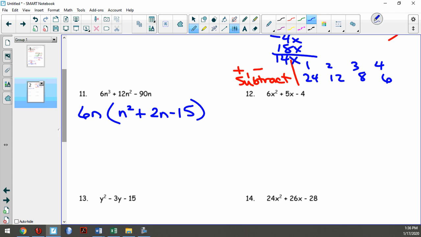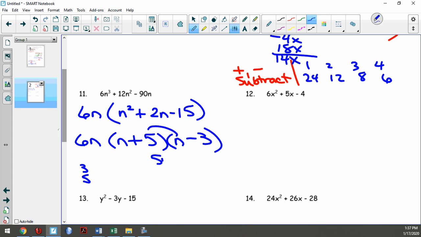So now what? Drop down the 6N. How do I break down N squared? And an N, I need a negative 15, so what are my signs? Opposite, and I can't put those in because I only have ones on my variables. Factors of 15? So which ones do you think we would use to get 2 when I subtract? 3 and 5 are going to work. However, what goes where? The 3 goes with the negative, the 5 is positive because the bigger number gets the inner sign.